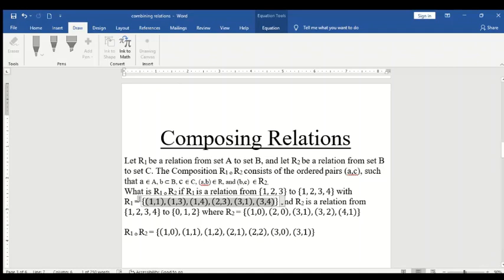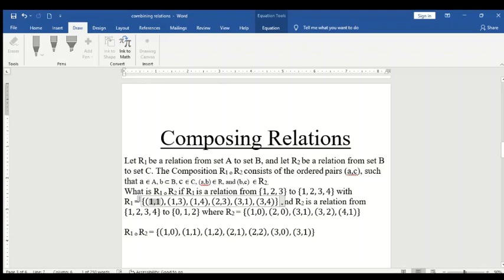For R2, this is a relation from 1, 2, 3, 4 to 0, 1, 2, and we just make it clear with these example elements: (1, 0), (2, 0), (3, 1), (3, 2), and (4, 1). So having a composition, to make it clearer, for the composition of R1 and R2 we simply map the relations to each other. For example, for the first ordered pair, we have (1, 1).